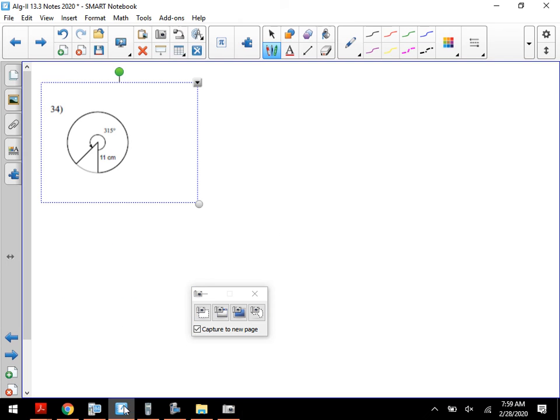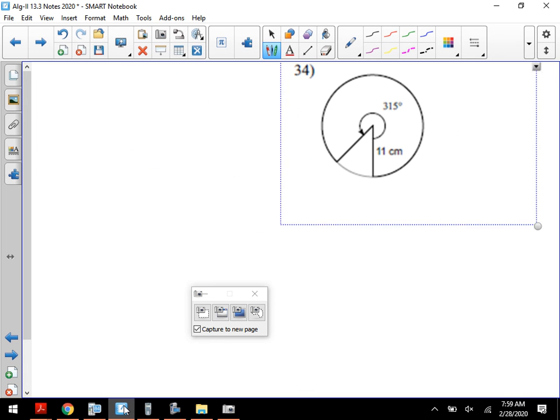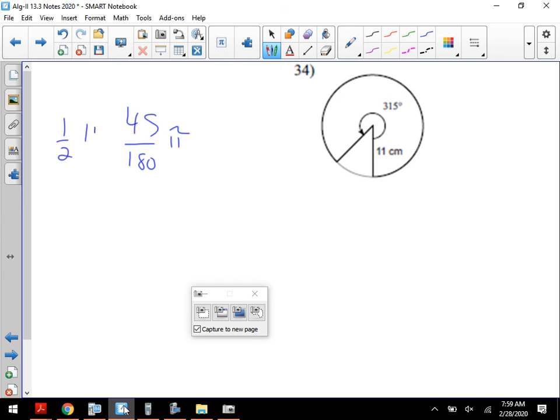There you go. So you're left with 45 in the middle. So this would be 45 over 180. Slap a pi next to it. 1/2 11 squared. Oh yeah, it is looking at the outside. I'm sorry. So this one would be the 315.